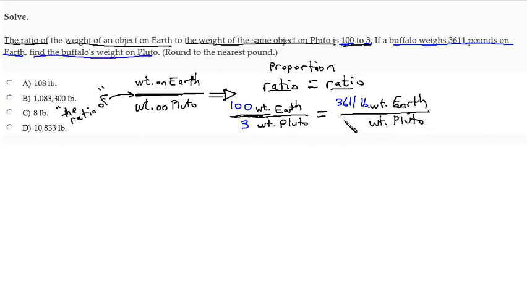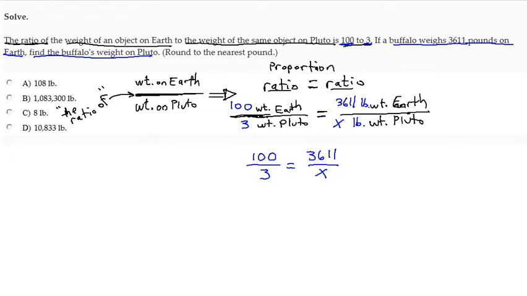What would the weight in pounds be of the buffalo on Pluto? We used the same setup of units and concept of ratio: weight on Earth in both numerators, weight on Pluto in both denominators, to set up this proportion. If I take all those words out, here's what we're left with: 100 is to 3 as 3,611 is to x. That's the proper way to read a proportion.